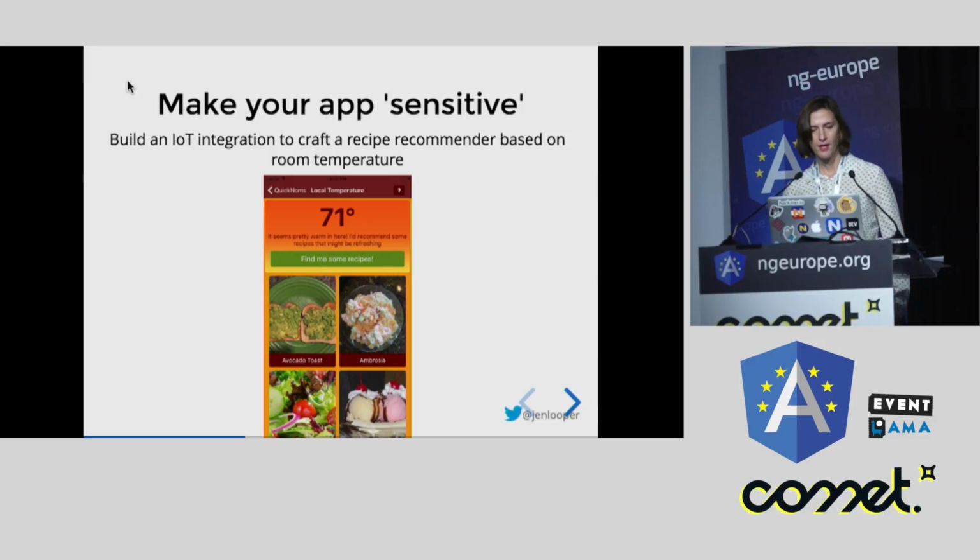So what I thought I would do in the first place is to make my app a little bit more sensitive. I always like to do a little hardware hacking, so I decided to plug in my Photon and make it into a temperature sensor. I have it here. I don't know if you can see it over there, but here it is. It's a small little device, a microprocessor called a Photon, and I just built an IoT integration so that when the weather gets a little hot, you can recommend cool, refreshing recipes, and when it's a little cold inside your room, you can offer some warm and toasty recommendations.